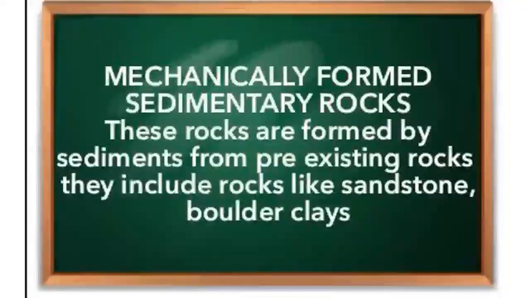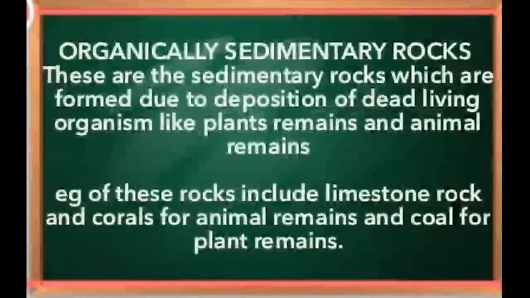What is this? Mechanically formed sedimentary rock is a rock which is formed from the sediment of pre-existing rock. They are formed due to the remains or sediment from the pre-existing rocks. The available rocks become eroded, and the sediments again will be compacted and cemented to form new rocks, which is called mechanically formed sedimentary rock. So now let's see organically formed sedimentary rocks.